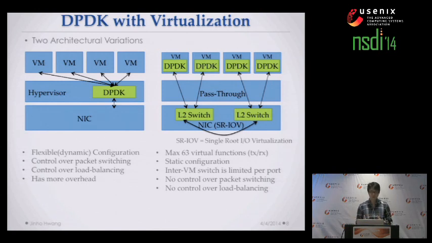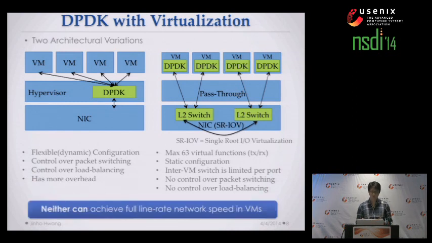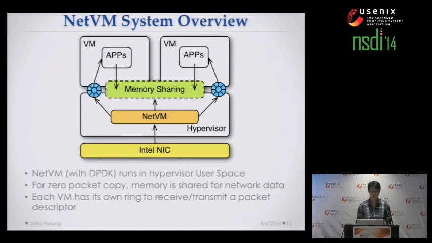On top of that, the worst thing is that neither of these systems can support full line rate network performance in the virtual machine layer. So we try to overcome this by having NetVM. Let me show you what the NetVM architecture looks like. So this is a simplified NetVM architecture.